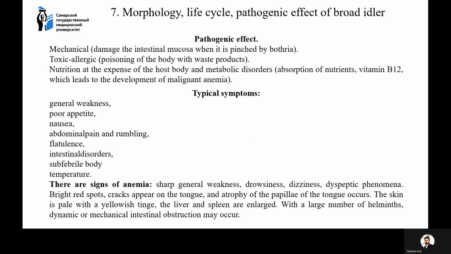Pathogenic effect. Mechanical damage to the intestinal mucosa when it is pinched by bothria. Toxic, allergic poisoning of the body with waste products. Nutrient loss at the expense of the host body and metabolic disorders. Absorption of vitamin B12, which leads to the development of pernicious anemia.